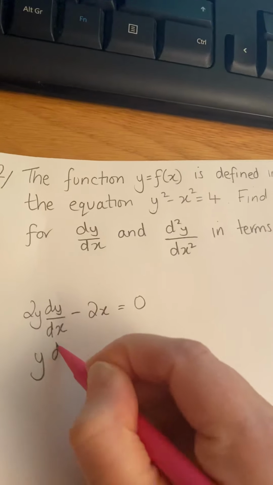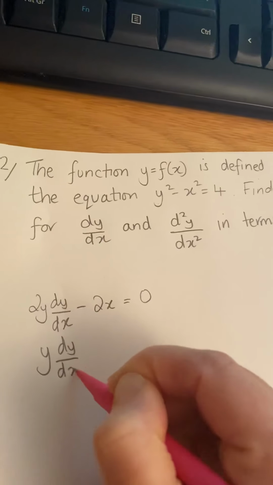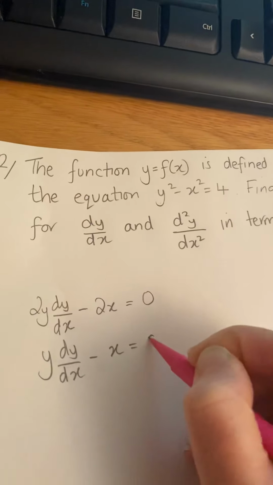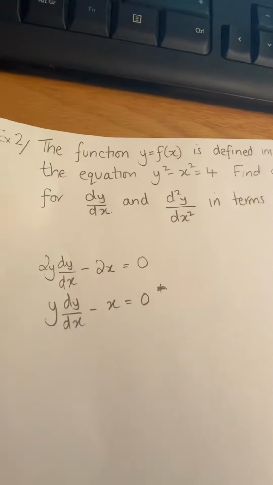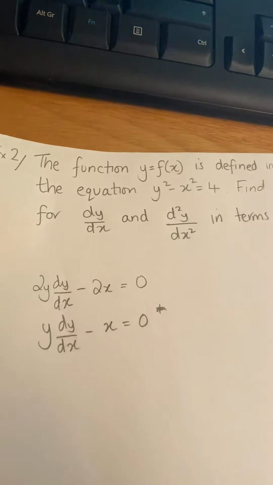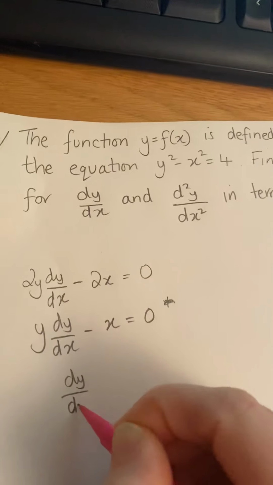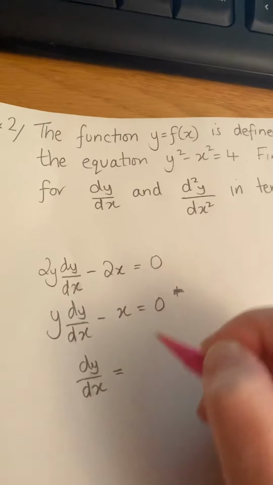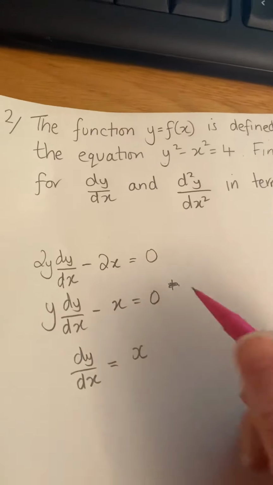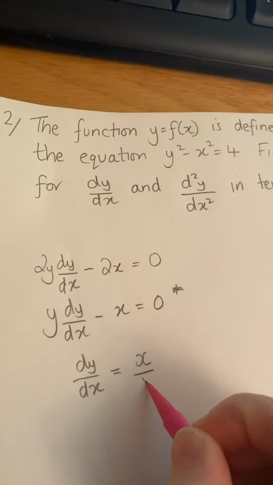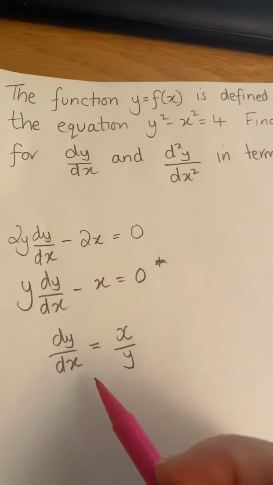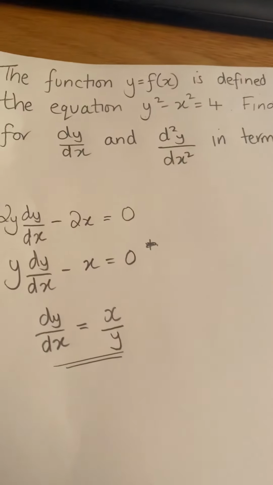Dividing through by 2 will give us that. And this is going to be the line that we'll differentiate again, so I'll just put a wee star at it. So rearranging to find an expression for dy by dx, the x goes over and becomes plus x, the y goes over and becomes divide by y. Okay, so that's your first derivative.